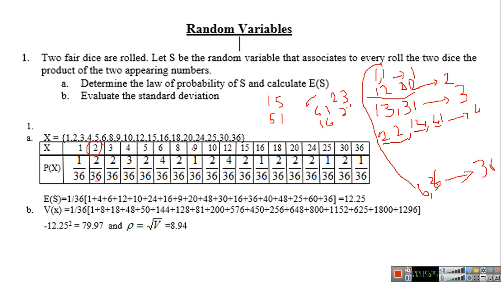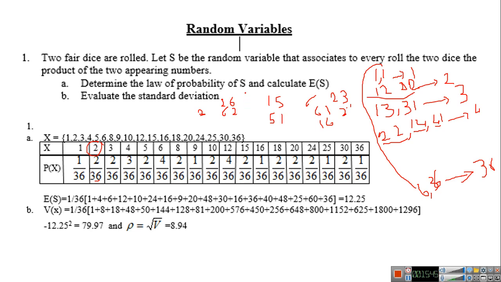To get 9, yes, we have 3 and 3, so one choice. For 10, you have 5 2 and 2 5. For 12, you have 2 6 and 6 2.